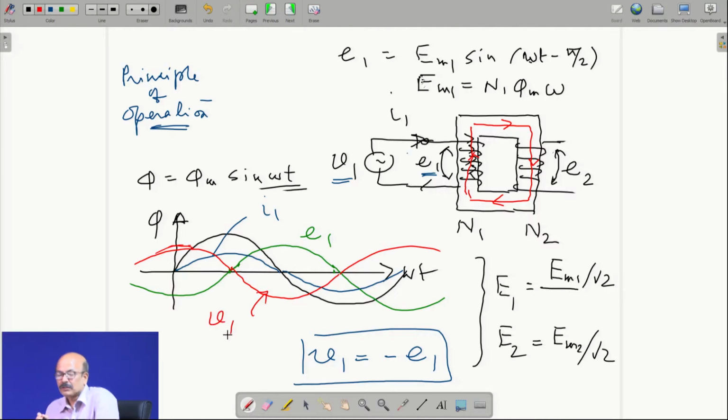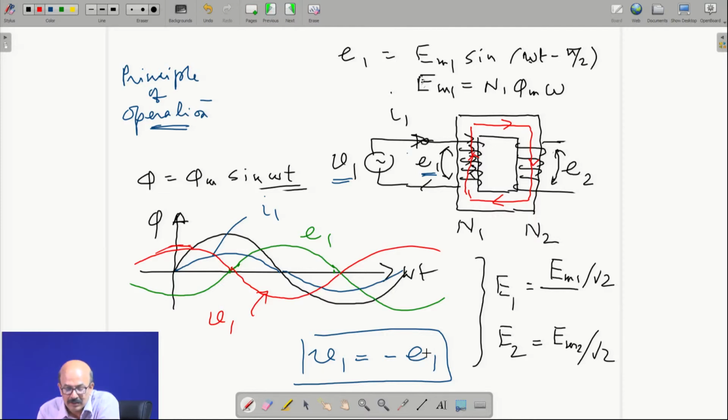Now let us check how it makes sense. Because this is a coil, effectively this is a pure inductance, resistance neglected. So, the current I1 must be lagging V1 by 90 degrees, and we can clearly see that I1 is lagging V1 by 90 degrees. So, that is perfectly valid. And then on the other side, when we apply Kirchhoff's voltage law, V1 is minus of E1.